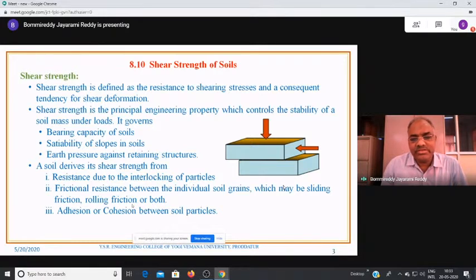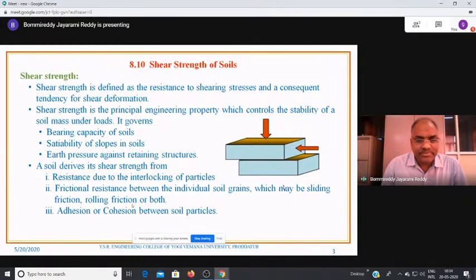And shear strength is a very important engineering property which controls the stability of soil mass under several loads. Normally this shear strength will be used for computing the bearing capacity of soil and analysis of stability of slopes in soils, and in retaining structures, computation of the earth pressure and also the total pressure acting on the retaining walls. Like that, several applications are there with reference to the shear strength of the soil.